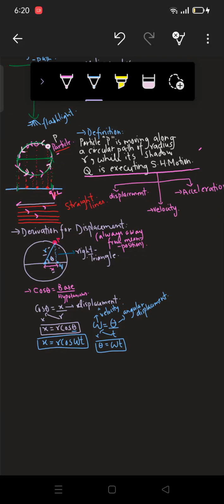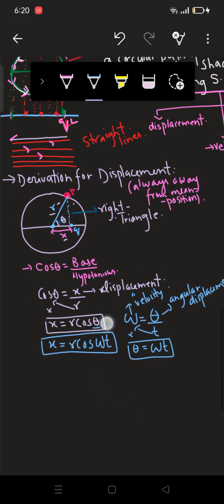In the last video, we tried the formula for finding the displacement of the shadow, or the projection, of a particle which executes simple harmonic motion. Of course, not the particle: the particle executes uniform circular motion, and its shadow, its projection, executes simple harmonic motion. So we derived a formula for finding the displacement of the projection of a particle, and that formula was x = r cos theta, or x = r cos omega t.